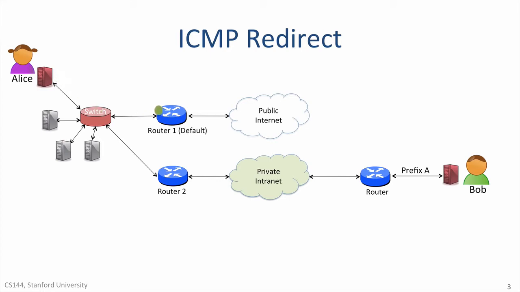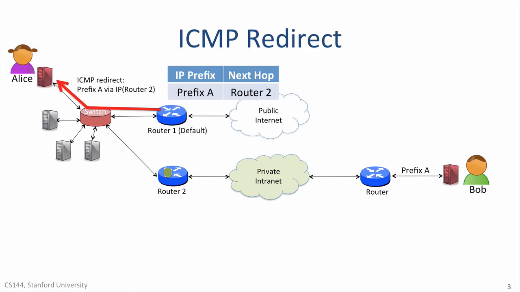When the packet arrives at router 1, it notices that the packet is routed back to the interface it arrived on. This tells router 1 that Alice sent the packet to the wrong router. Router 1 forwards the packet to router 2, and then sends an ICMP redirect message to Alice to tell her to send packets to Bob via router 2 in future. Alice's computer adds a new routing entry in its local routing table. Next time Alice has a packet for Bob, her computer sends it to router 2 instead. This is how ICMP redirects are supposed to work, and all is good in this particular example.